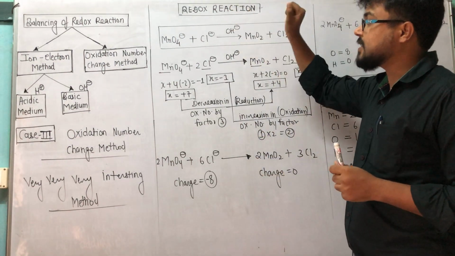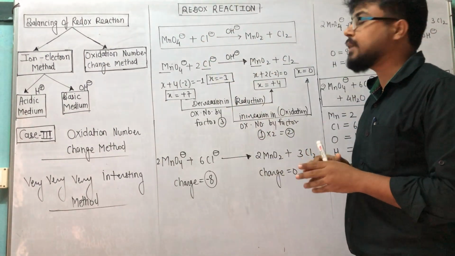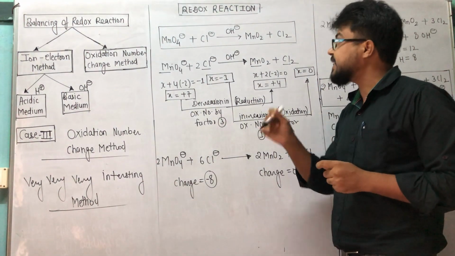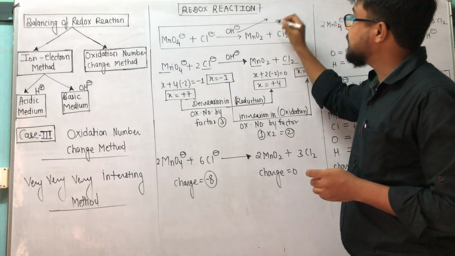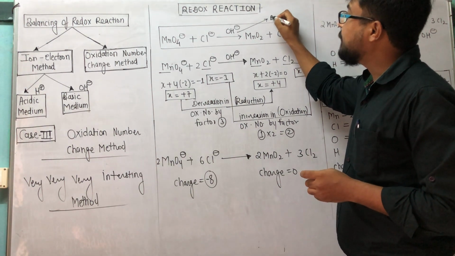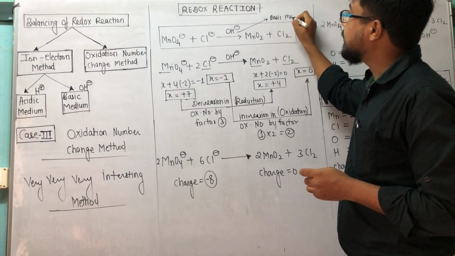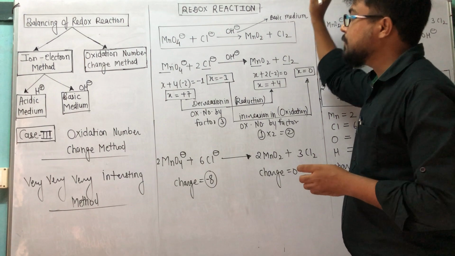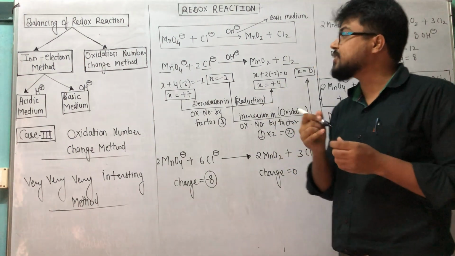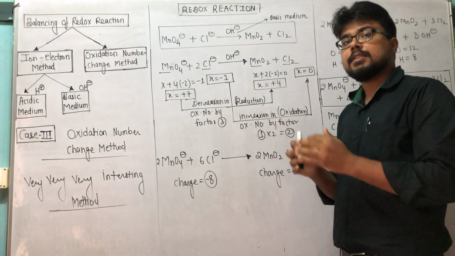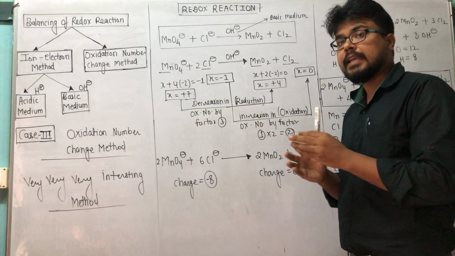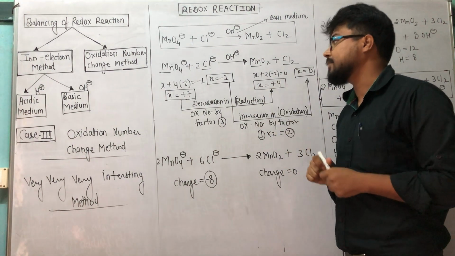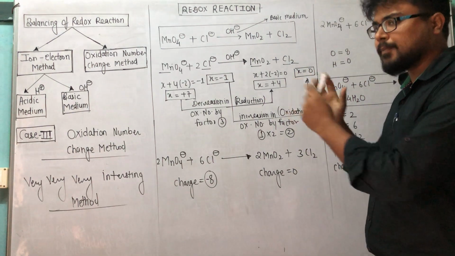So here is one equation: MnO4 minus plus Cl minus in presence of OH minus gives MnO2 and ClO2. The hint of OH minus means the reaction belongs to basic medium only. The reaction belongs to basic medium, and I have to balance this equation in a very easy way and in a short limit of time, correct? So what is the procedure?